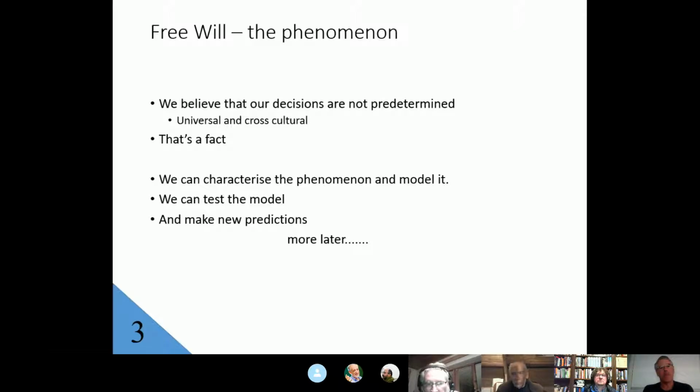I'm a physicist, so if I see some phenomenon, what do I do? I try to characterize it and then produce a model, and if I know what the facts are, I can test my model and maybe make new predictions. We're going to come to this more later. So that's one form of free will. It's a phenomenon. That's a fact. We do have that belief. So if people are talking about free will as the phenomenon, there's no point saying, do we have free will? This phenomenon exists.